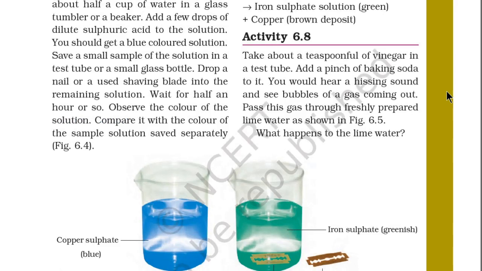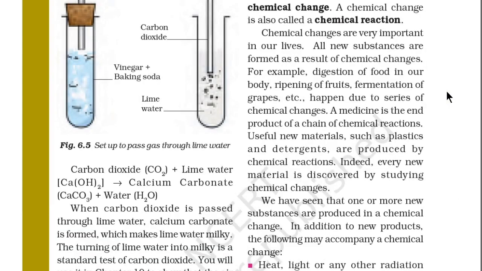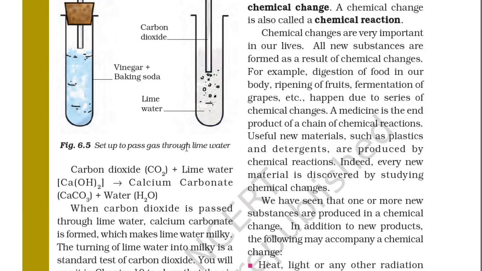Pass this gas through freshly prepared lime water as shown in figure 6.5. What happens to the lime water? The change in the test tube is as follows. Vinegar (acetic acid) plus baking soda (sodium hydrogen carbonate) becomes carbon dioxide plus other substances. The reaction between carbon dioxide and lime water is shown as below. Carbon dioxide plus lime water will give calcium carbonate plus water.